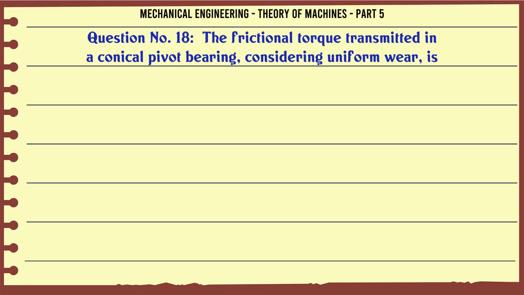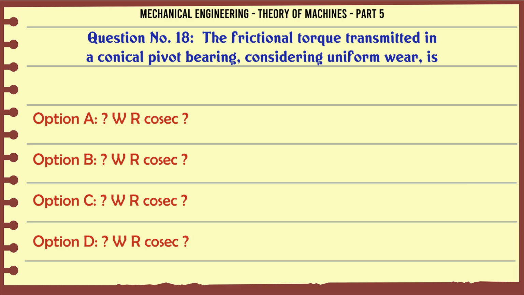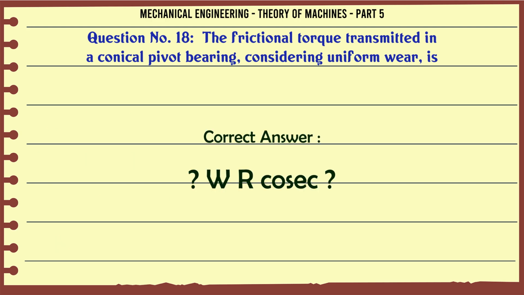The frictional torque transmitted in a conical pivot bearing considering uniform wear is A. W r cosec. B. W r cosec. C. W r cosec. D. W r cosec. The correct answer is W r cosec.